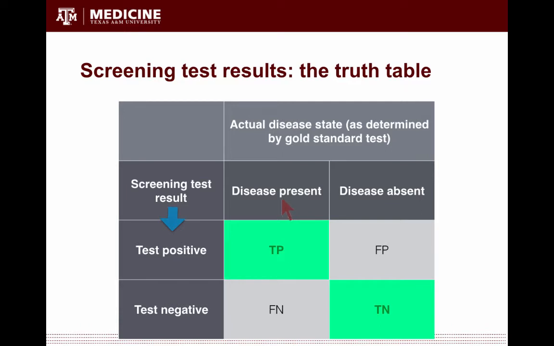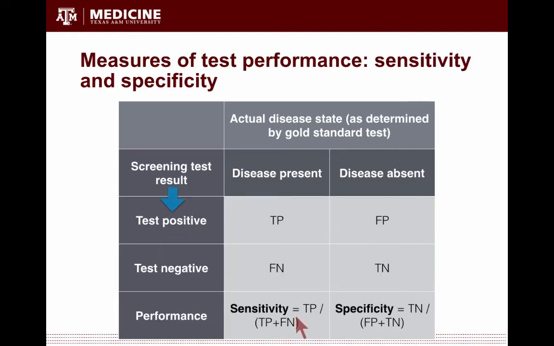When the disease is present and the test produces a negative result, that's referred to as a false negative. When disease is absent and the test produces a positive result, that's referred to as a false positive. Sensitivity and specificity are two measures of test performance.